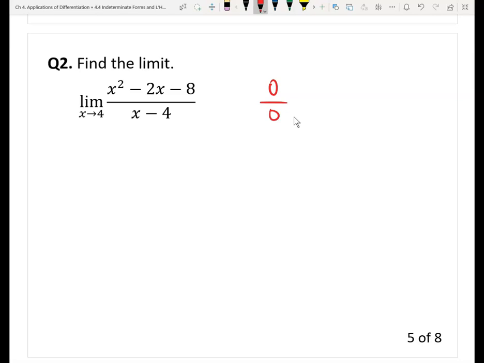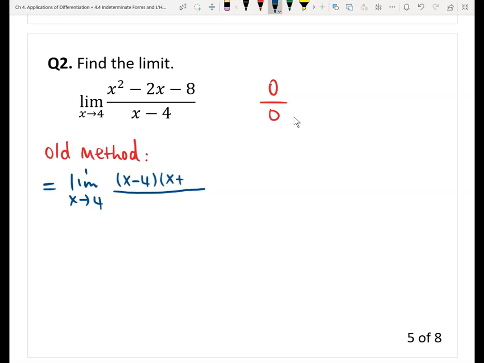But we do have an old method. Do you remember? Let me first show the old method we did before, and then we can compare. With the old method, we factor the numerator, and then probably we can simplify this fraction. We factor the numerator. What do I get? I get x minus 4 times x plus 2. The denominator is x minus 4. Exactly, we can simplify now. Divide out x minus 4 from both the numerator and the denominator.